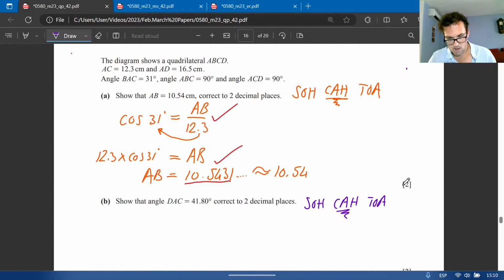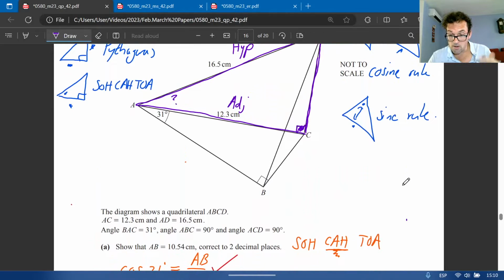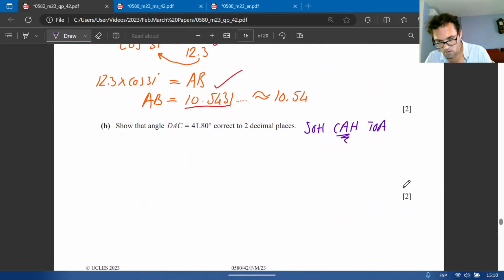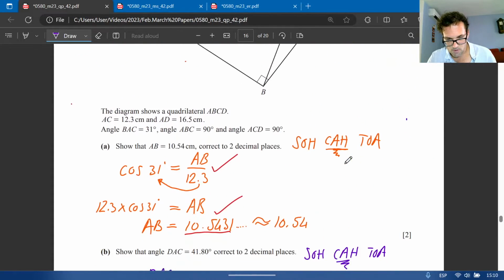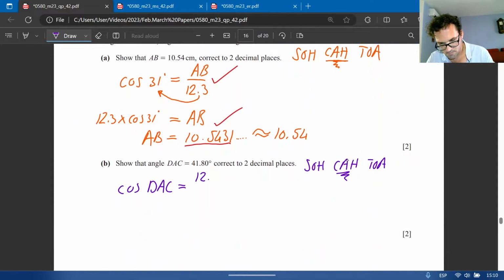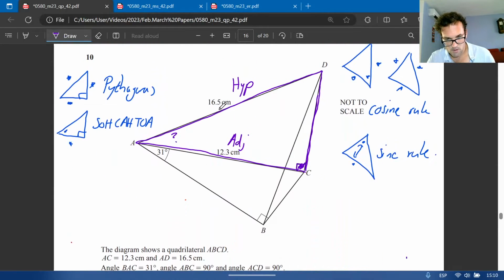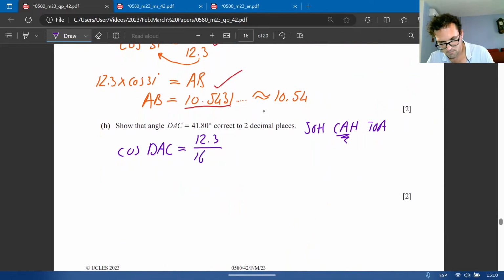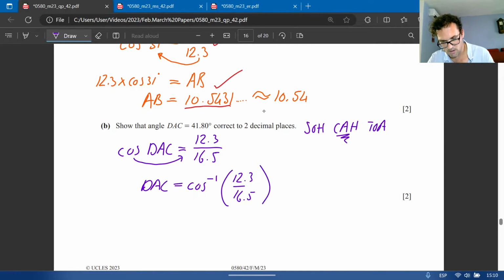What a repetition. Now, we need to work out angle DAC, so we need to start by writing cos and then the angle, which we don't know, so I'm going to call it DAC, equals, again, the adjacent is at the top, so that's 12.3, over the hypotenuse, 16.5. So now we want to know what DAC is. We need to move that cos. Inverse of course, power of minus 1, 12.3 over 16.5. I think that's what they're checking this time, if you can do the inverse.